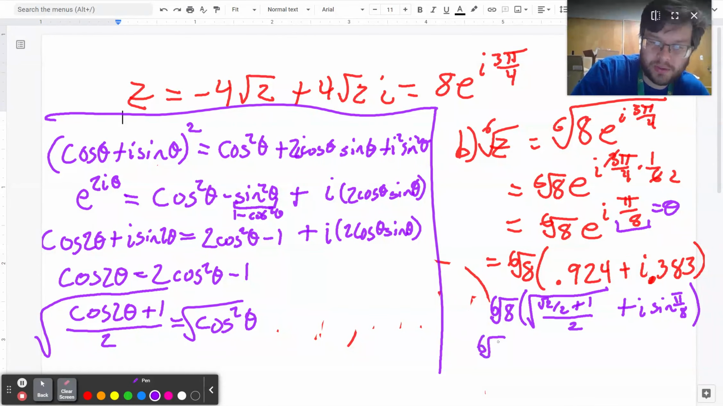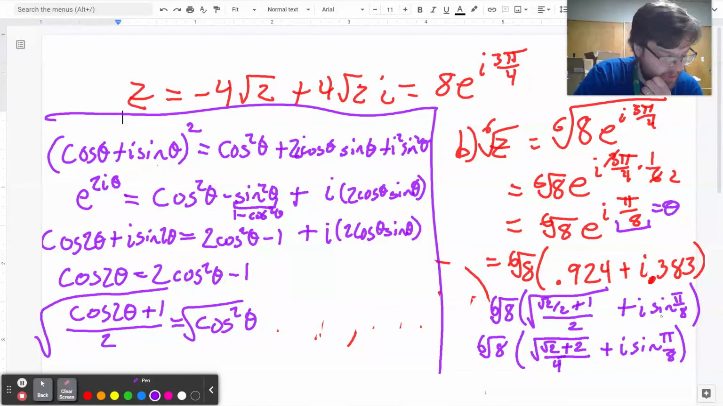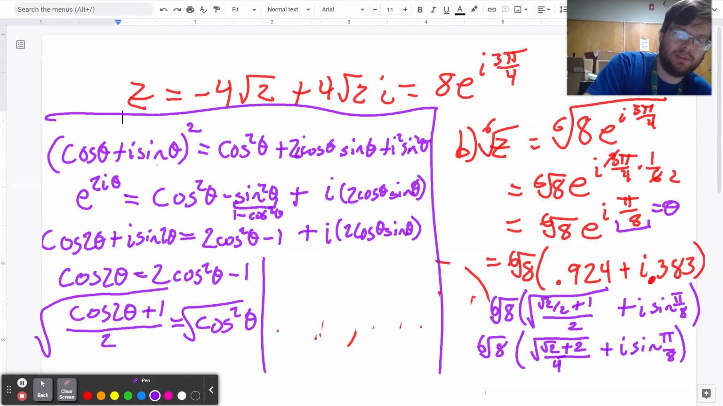So now we have the 6th root of 8 times, we're going to make this into square root of 2 over 4 plus 2 over 4. So 1/2 is 2 over 4. Plus i sine of pi over 8. And that's pretty much what I wanted, except we have to deal with the 6th root of 8 here. Okay, so the 6th root of 8. Oh, that's how we can deal with the sixth root of 8.